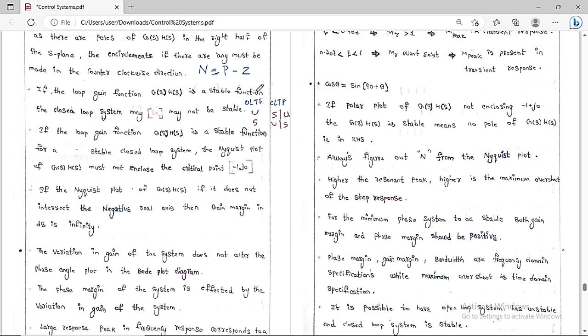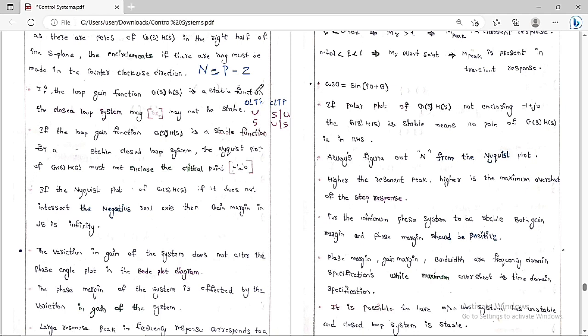So finally I can say that if the loop gain function G(s)H(s) is a stable function for a stable closed loop system, the Nyquist plot of G(s)H(s) must not enclose the critical point -1, j0.